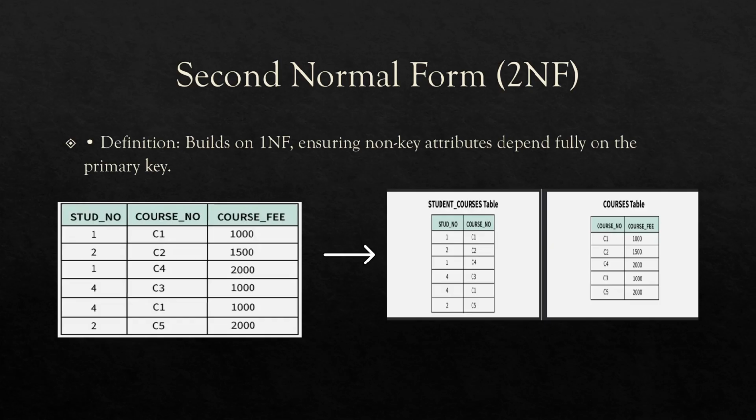So in 2NF, we eliminate such dependencies by breaking the table into two separate tables: a table that links the students and the courses, and a table that stores the course fee. So here we are dividing it into two tables, that is the student course table and the course table. This is what second normal form looks like.